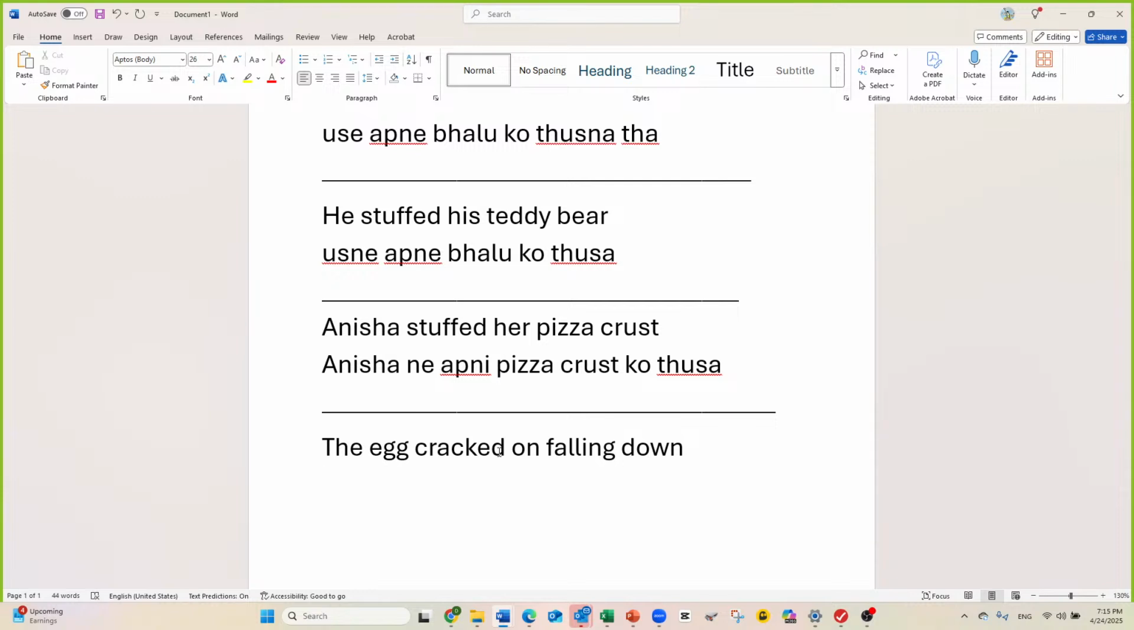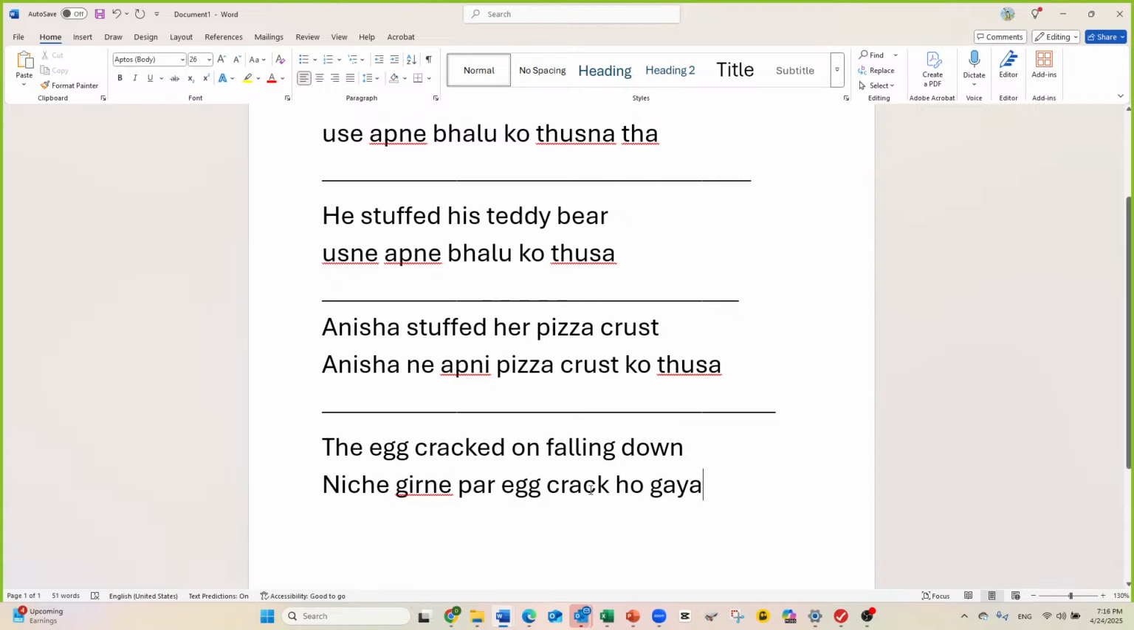So the Hindi word for down is niche, and falling is गिरने. On is पर. नीचे गिरने पर egg crack हो गया. So read the sentence for me. नीचे गिरने पर एग क्रैक हो गया.